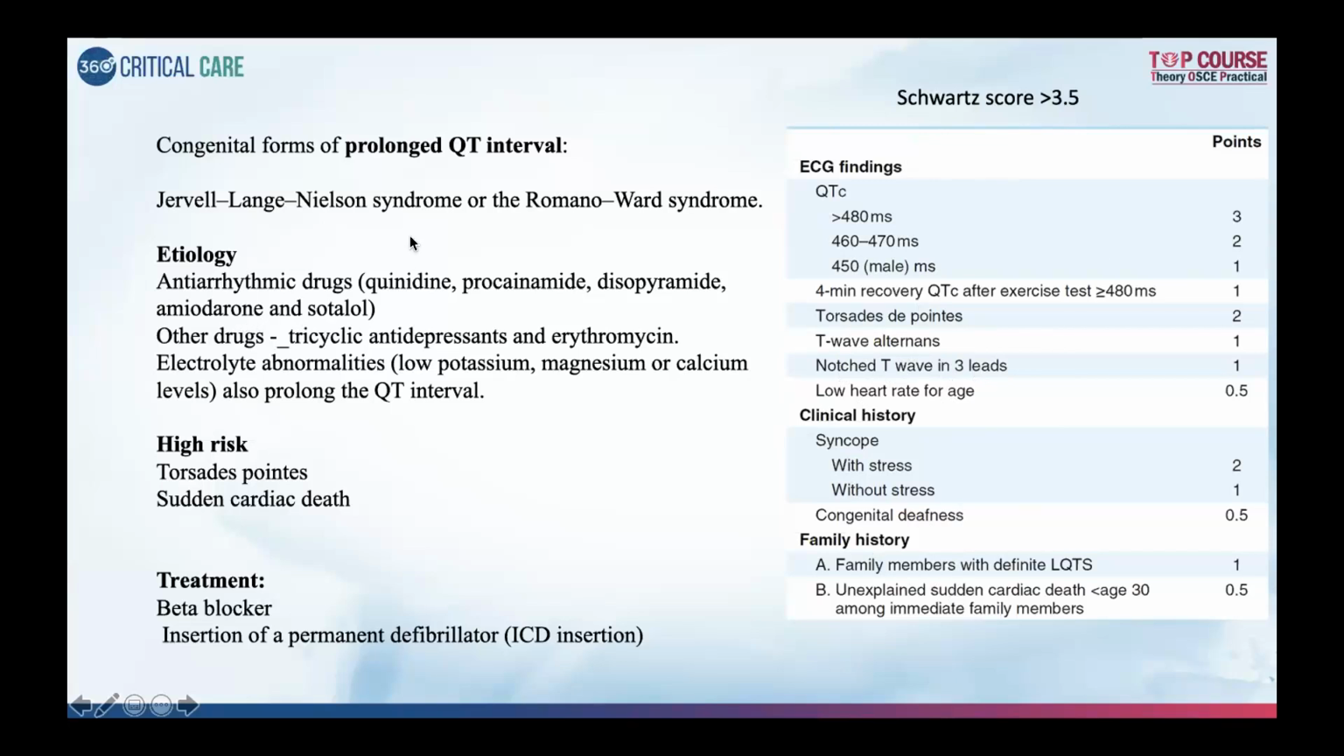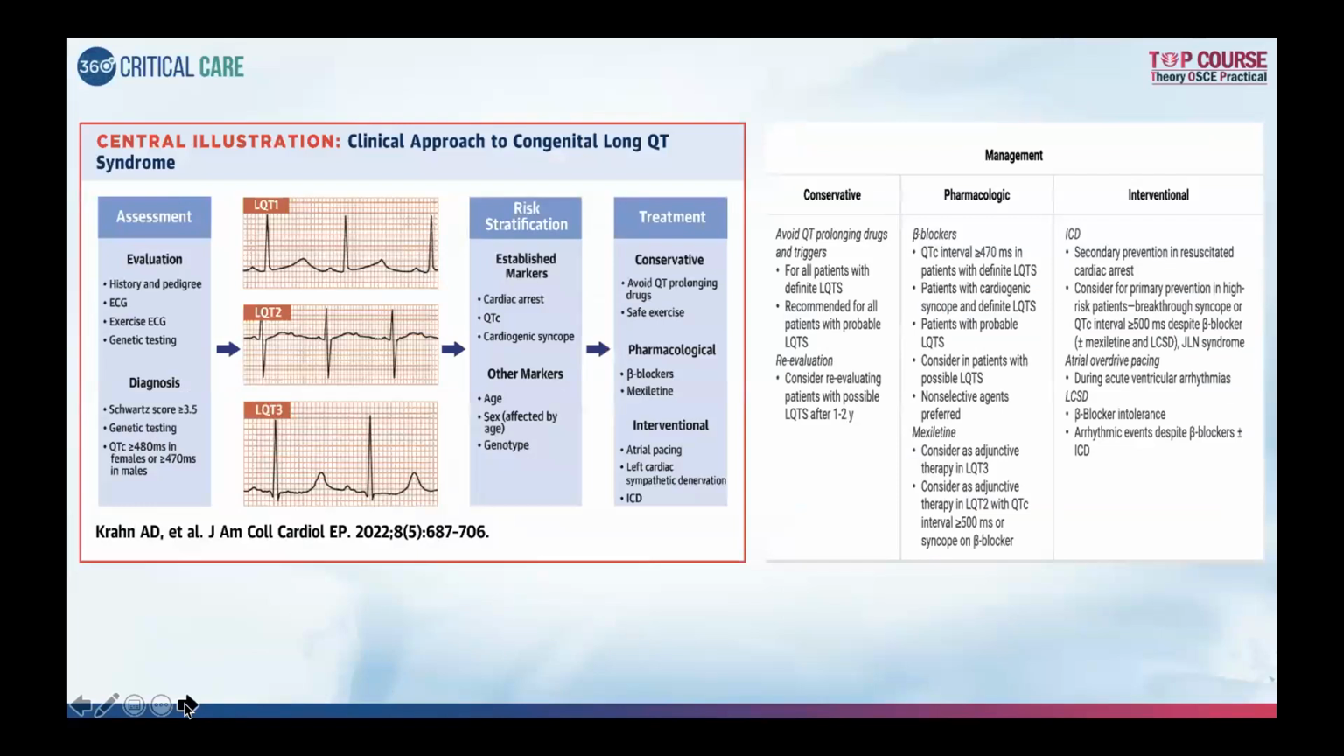The drugs which can cause it: quinidine, procainamide, amiodarone, sotalol, and electrolyte abnormalities. These patients are at very high risk of developing sudden cardiac death and Torsades de Pointes. Okay, treatment will be, you have to plan for an implantable cardioverter defibrillator. Okay, and immediately if you want to give a drug, beta blocker is something that can be tried, but ICD insertion will be the definitive therapy.